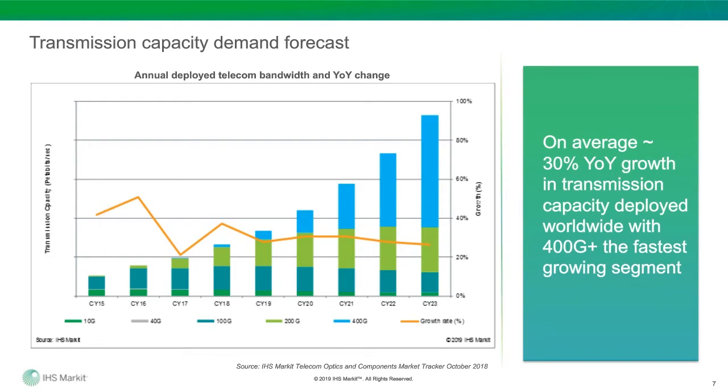on a compound basis. Our forecast is for 80 petabits per second in 2019, growing to over 200 petabits per second by 2023. We expect that 400 gig will be 50% of the deployed bandwidth by 2022, and well over 60% of the deployed bandwidth by 2023.